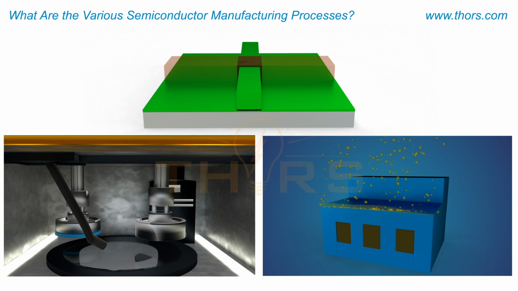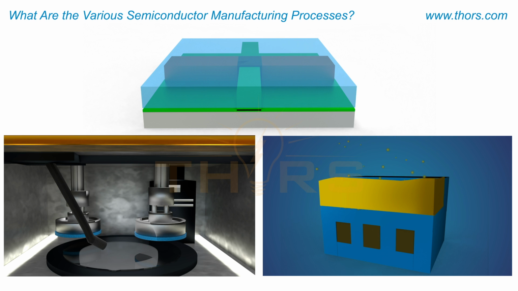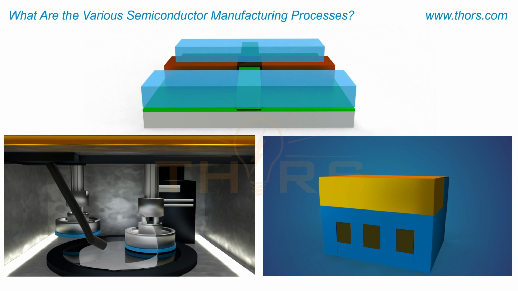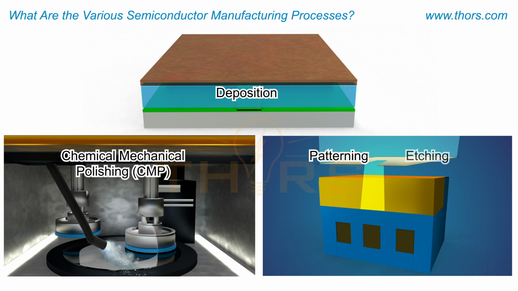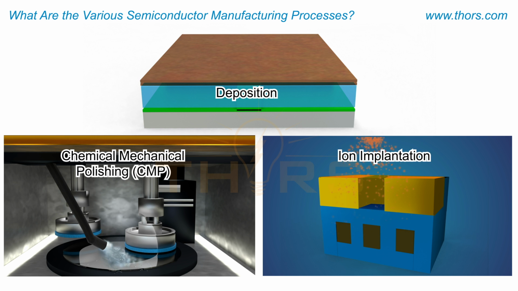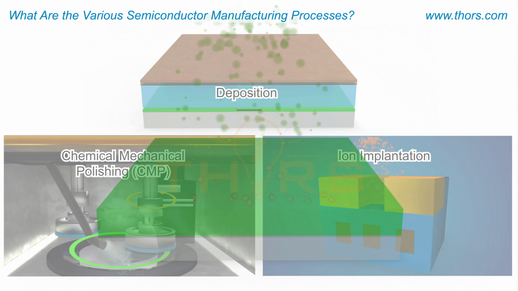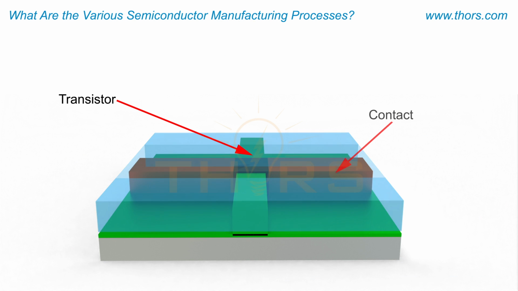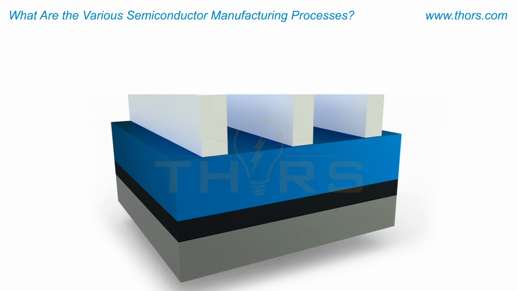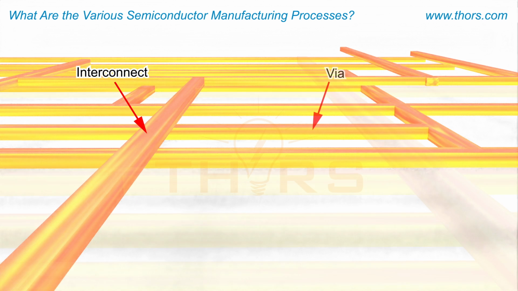Finally, to transfer the complete circuit design onto the wafer, various mechanical and chemical processes, such as deposition, chemical-mechanical polishing, or CMP, are repeated multiple times, along with patterning, etching, and ion implantation processes. These processes help create the millions of transistors and their contacts, interconnects, vias, and other structures necessary for the function of a complex microchip.